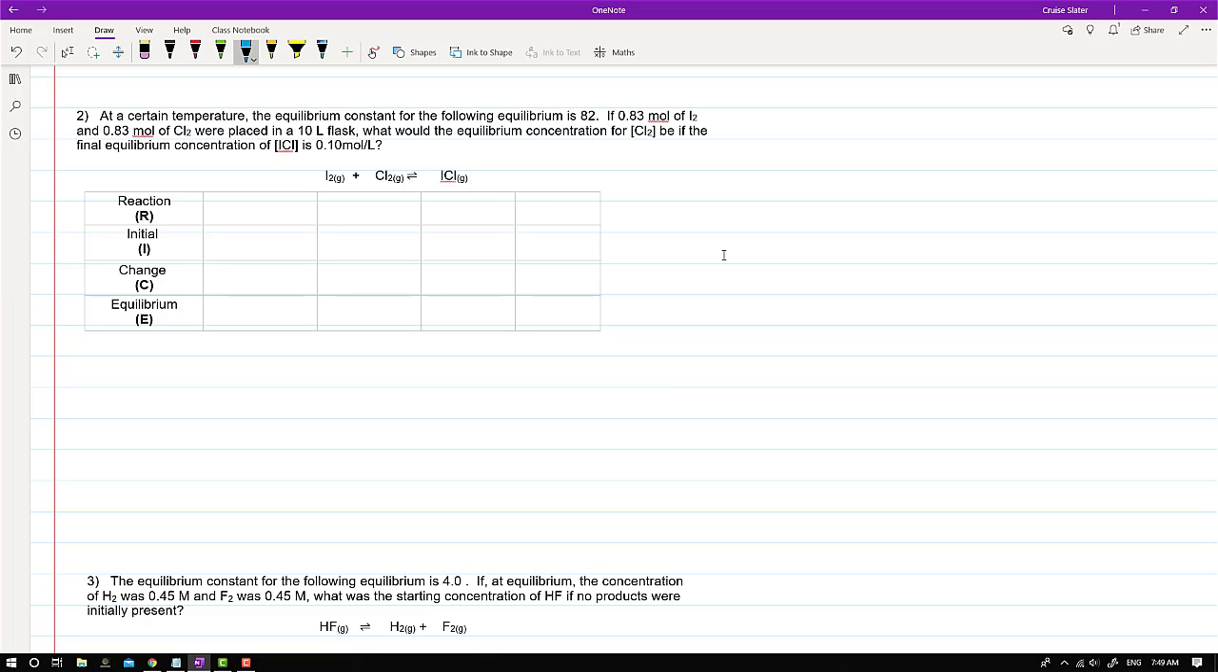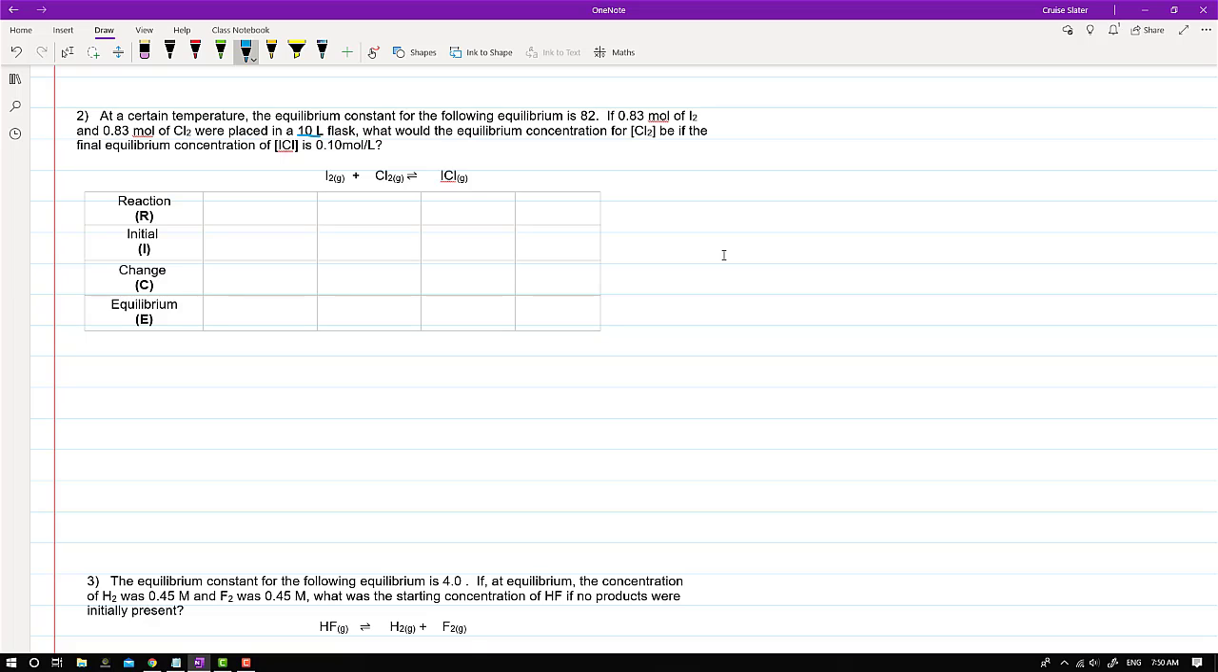All right, hopefully you actually took that chance to pause the video and attempt this question yourself, and we will get started now by answering it. So at a certain temperature, the equilibrium constant for the following equilibrium is 82. If 0.83 moles of I2 and 0.83 moles of Cl2 were placed in a 10-liter flask, that's a good thing to note. Our concentration is going to be a little different this time. What would the equilibrium concentration for Cl2 be if the final equilibrium concentration of ICl is 1.0 moles per liter?